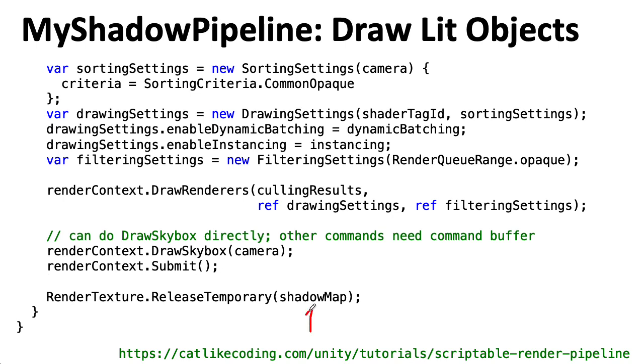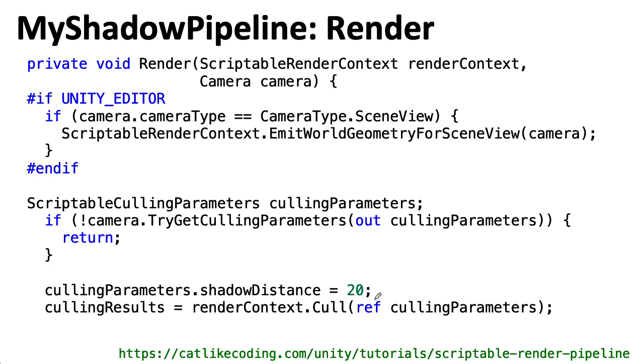Render textures exist in the GPU memory, separate from the usual C# .NET framework, so they're not subject to being cleaned up by the .NET garbage collector, so we have to explicitly release that memory. Before we go on to the shadow rendering routine, I want to mention that it's probably bad programming practice for me to hard code the shadow distance. It would be better to make this some sort of variable in the inspector.